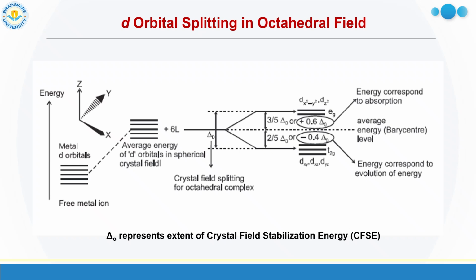So you can see in the first case, there are the 5 d orbitals of the metal ion, and all are having similar energy, so they are called degenerate orbitals. So 5 degenerate orbitals are present for the metal ion when it is in the free state. What does it mean? That means there are no ligands in the environment of the metal.